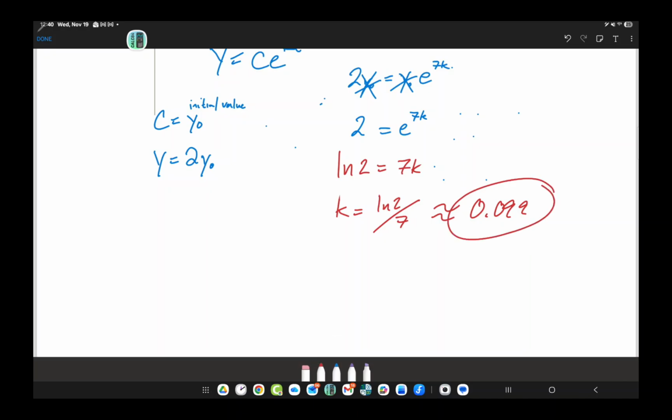Now, this is double time. What do you think you would do for half-life? Yeah, 1/2 y sub 0. That's it.